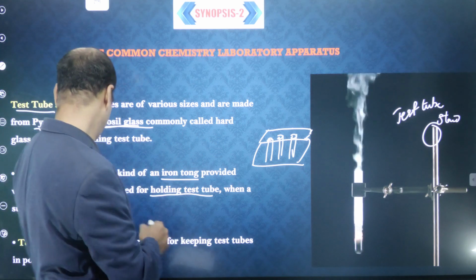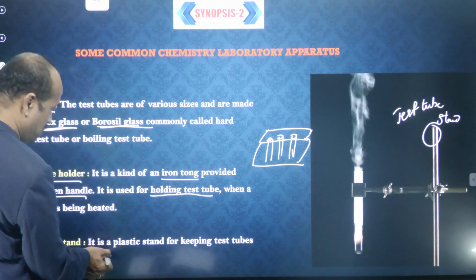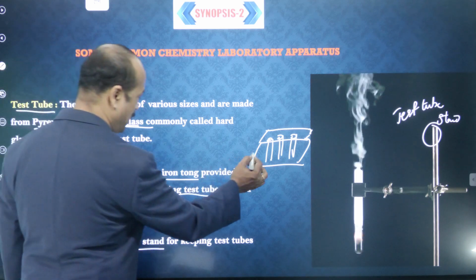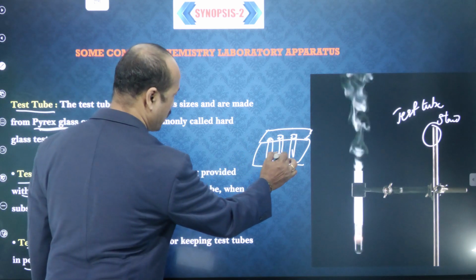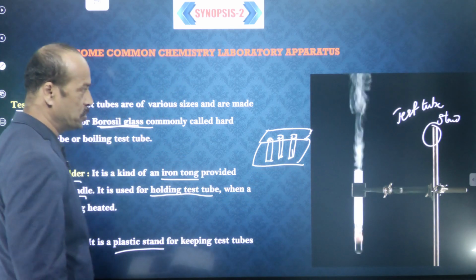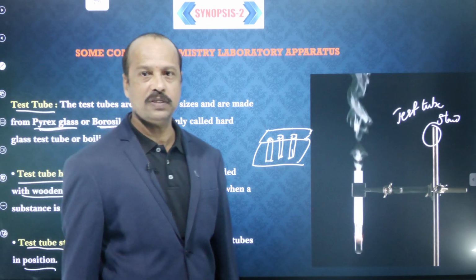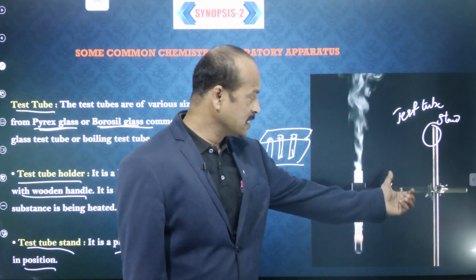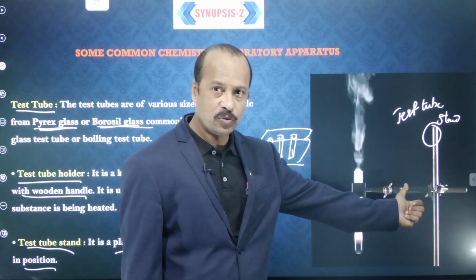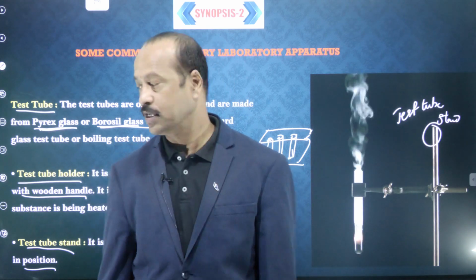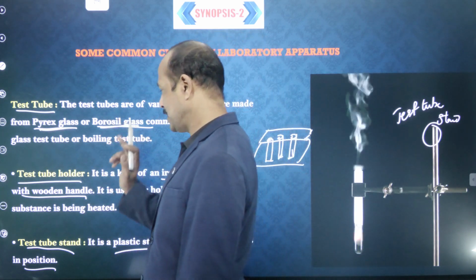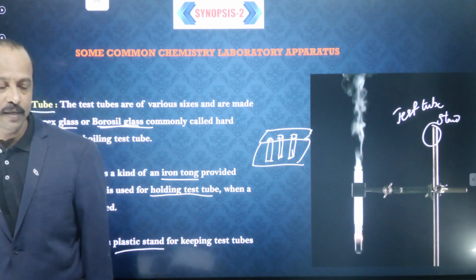So here a test tube stand means what? This one, it's a plastic stand. So this is made up of plastic for keeping the test tube in position. Like this, we can keep the test tube in position. So this is a test tube stand, right? And this is an iron stand. Generally, we use it to fix and to heat in a heating experiment, right, students? So here, test tube holder, test tube stand. Clear? Any doubt?